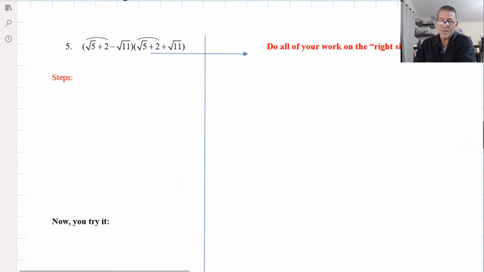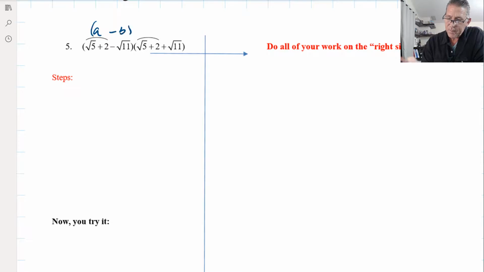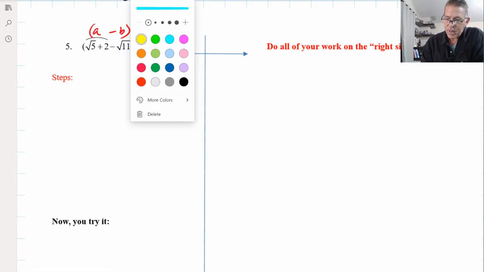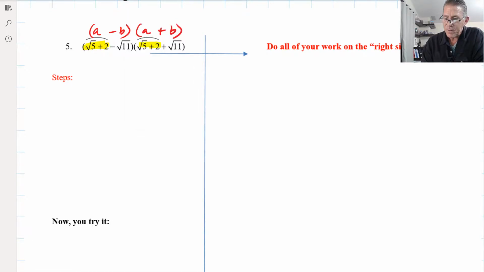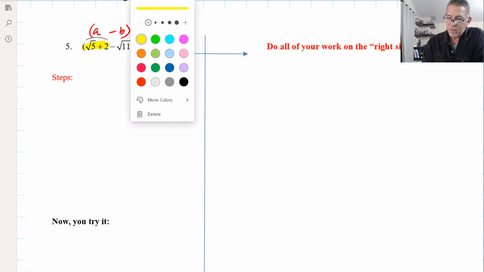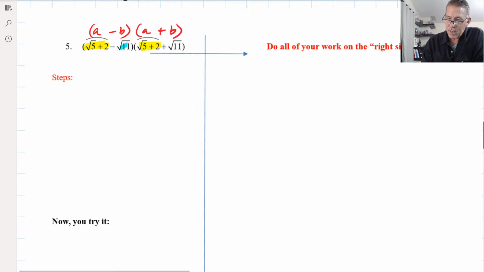Last one, last problem of the review. Here we go. Now again, I'm going to use structure here. This is (a minus b) times (a plus b). Notice the terms are the same, but one's a sum and one is a difference. If I'm not clear, look at this: root 5 plus 2, those terms are the same. So the first terms are the same, and then the second terms are the same. The second terms are b, and the first terms are a.